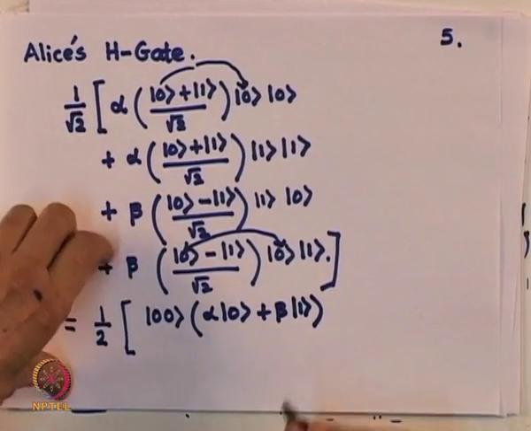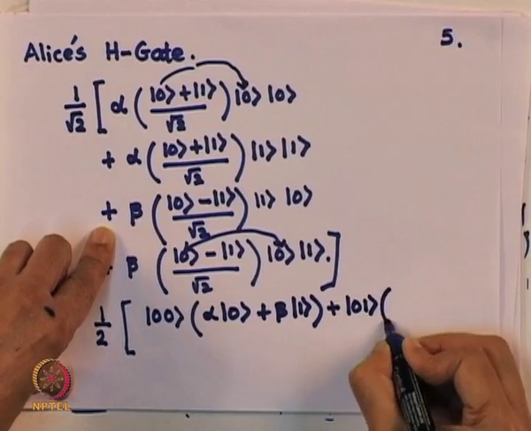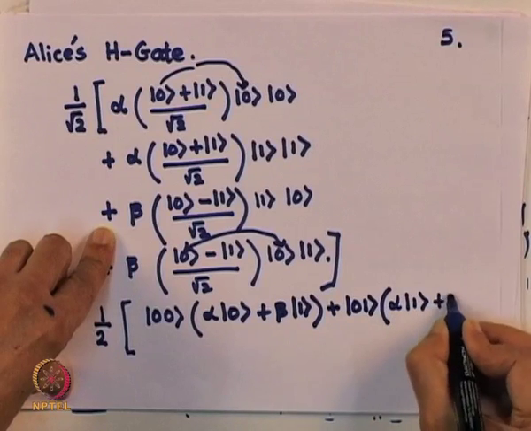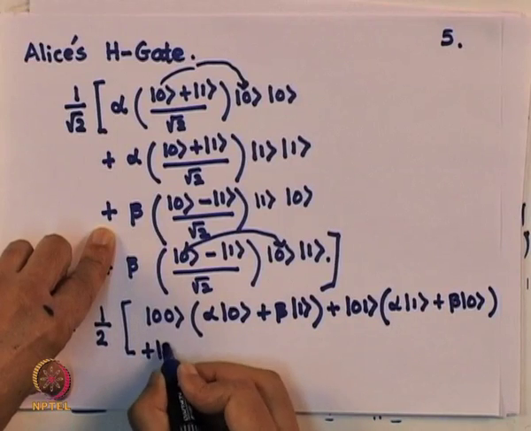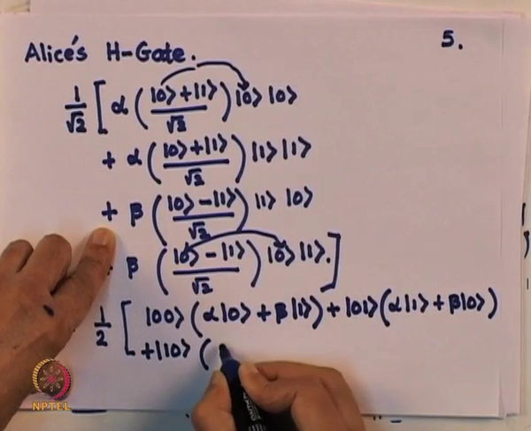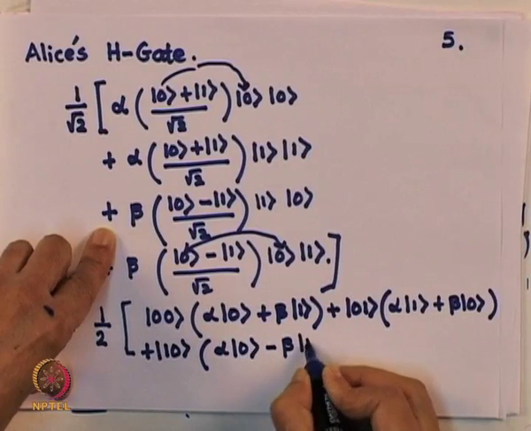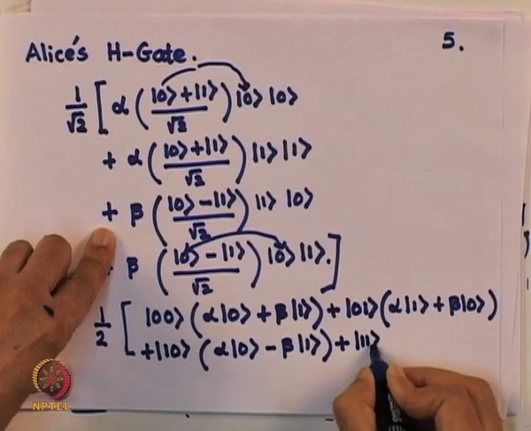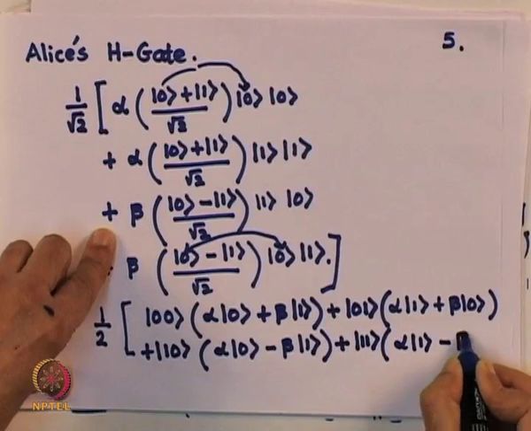And likewise, you can combine the other states, with a little bit of inspection. Write it as 0, 1 with alpha 1 plus beta 0, plus 1, 0 with alpha 0 minus beta 1, plus 1, 1 with alpha 1 minus beta 0.